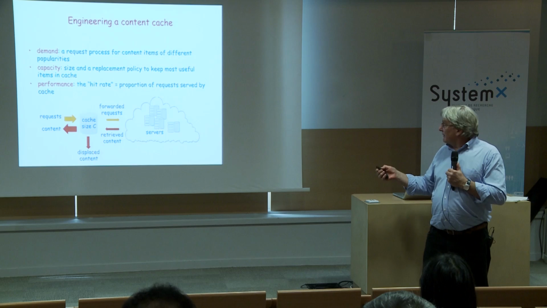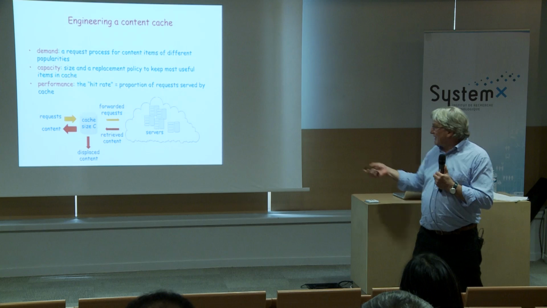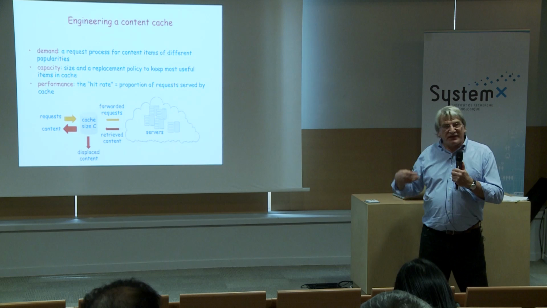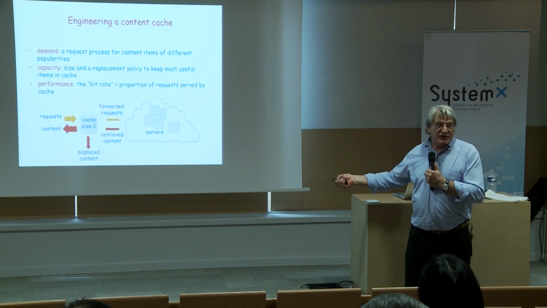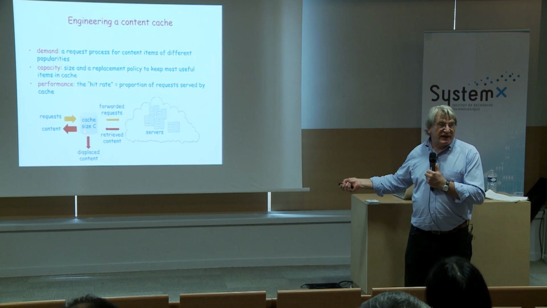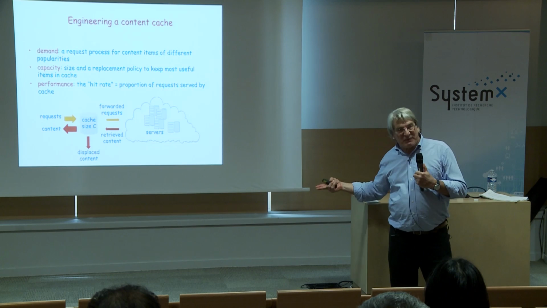The capacity is not just the size in bytes, kilobytes, megabytes, gigabytes, but it's also the way you deal with the content. When the cache is full and you retrieve a new object, you'd like to store it in the cache for future demands. If the cache is full, you've got to kick some other content out. So the way you choose that content to be displaced is also part of the capacity.